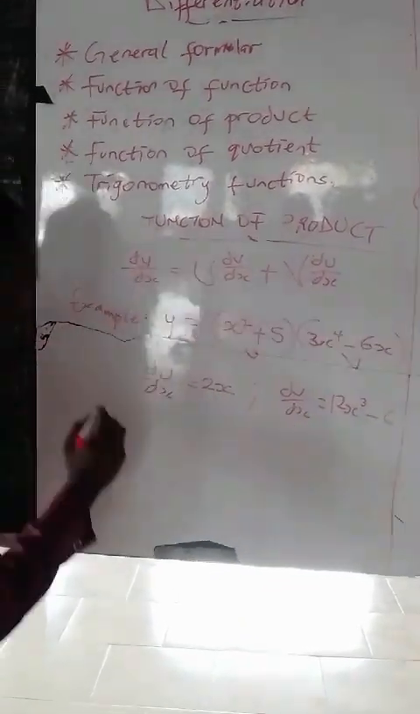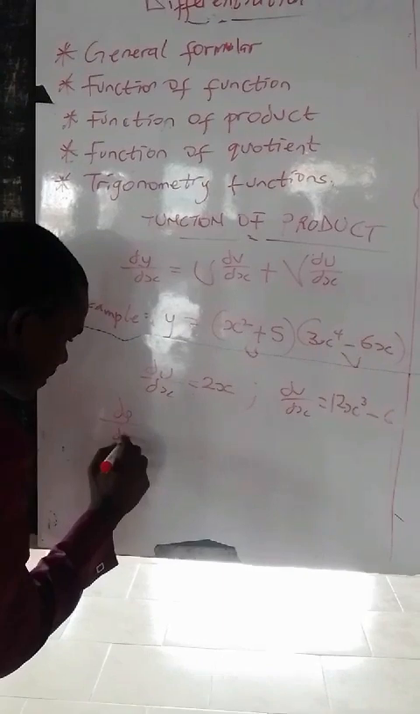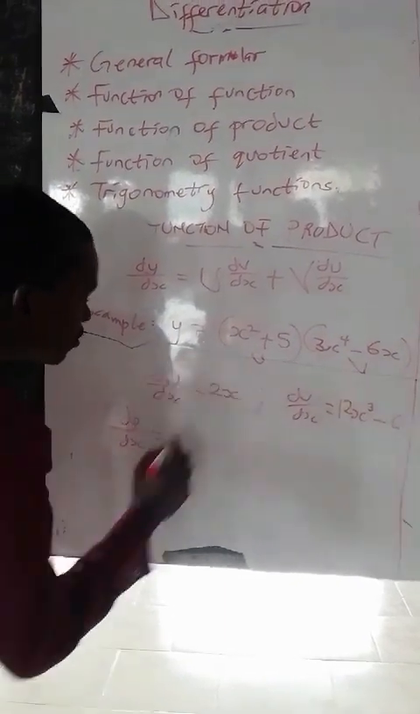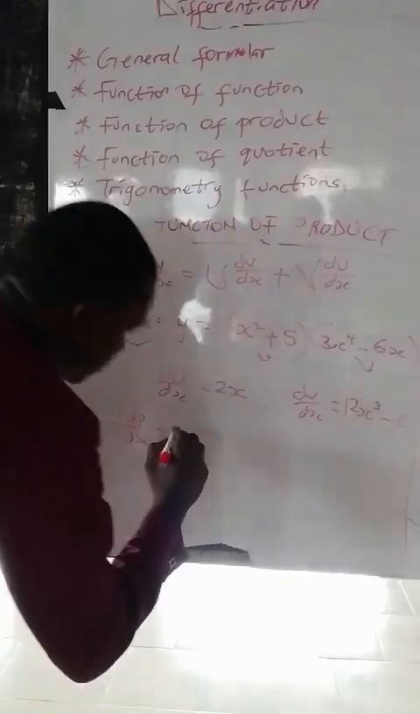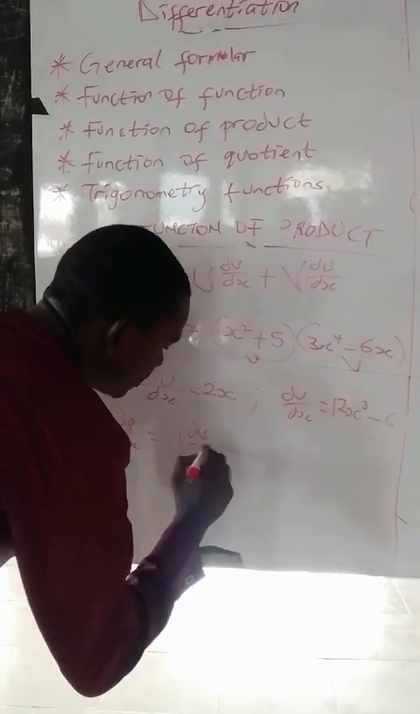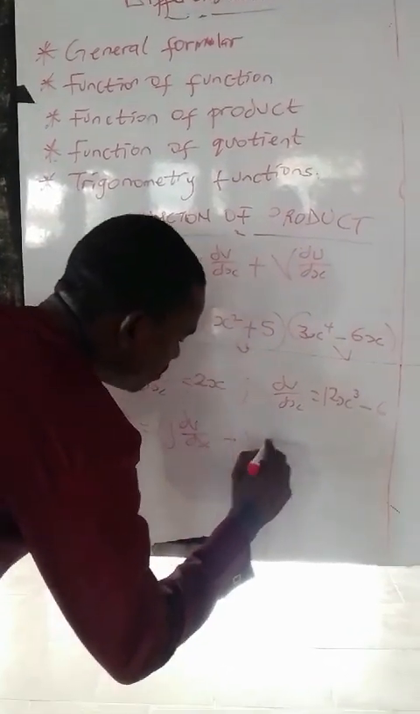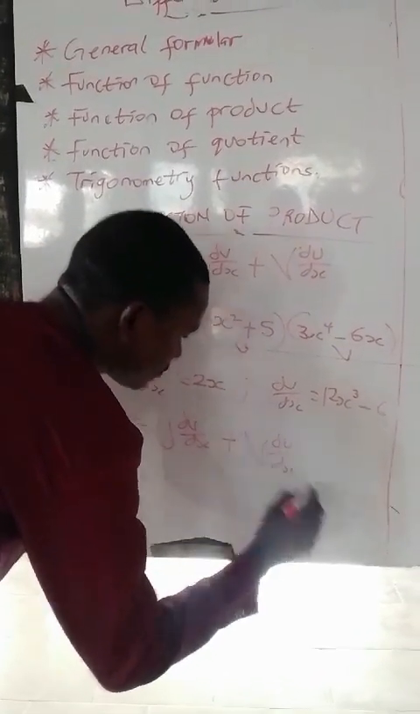At the end of the day, your formula is what? dy over dx equals to what? Let me write it out: u dv over dx plus v du over dx.